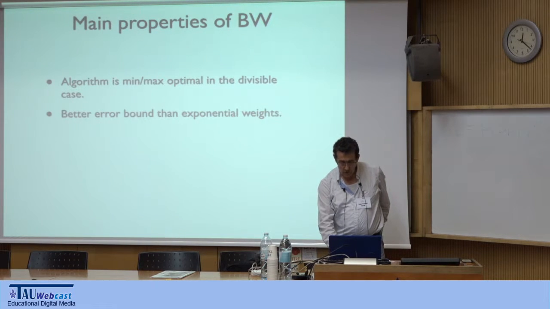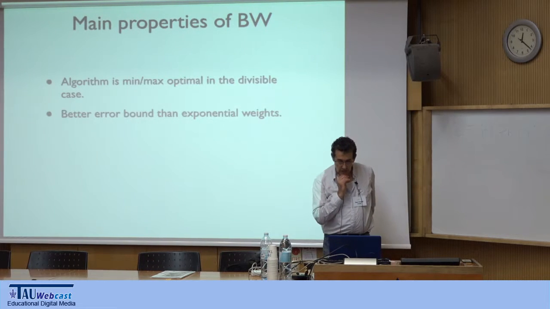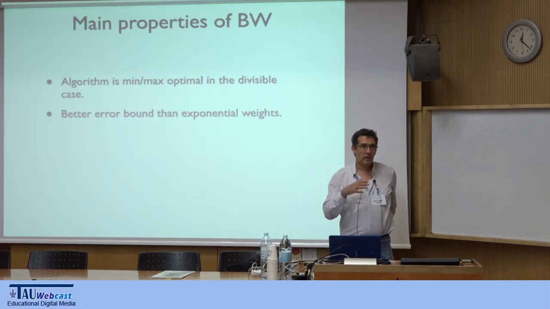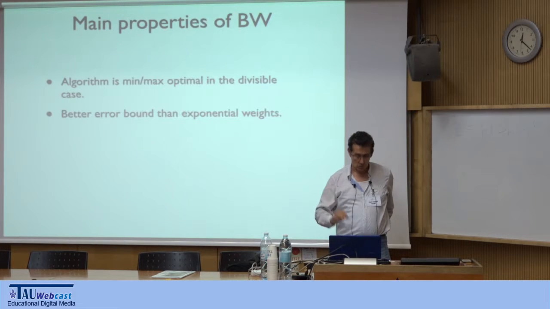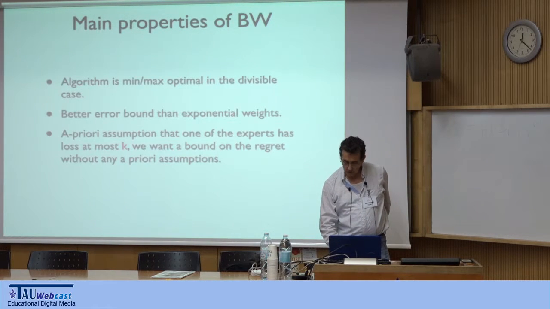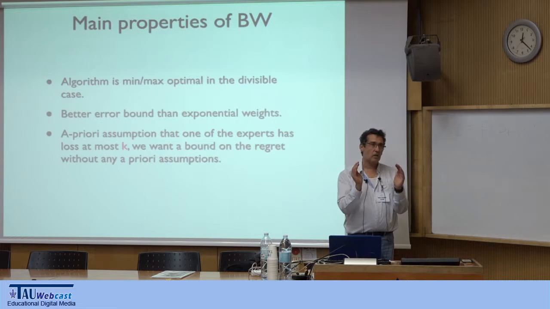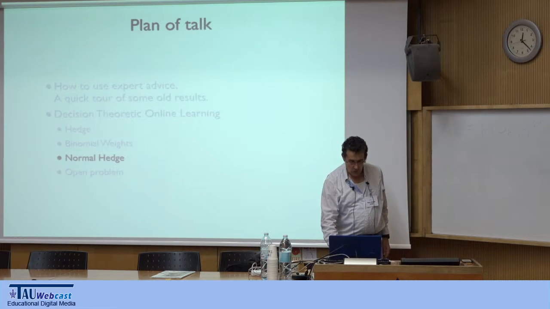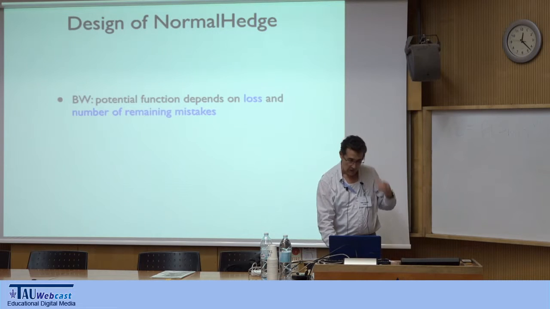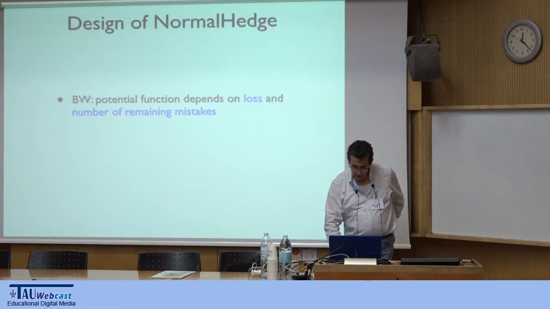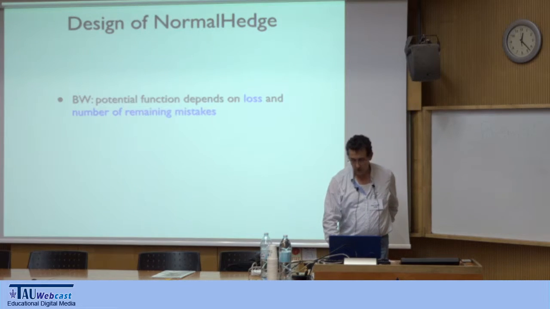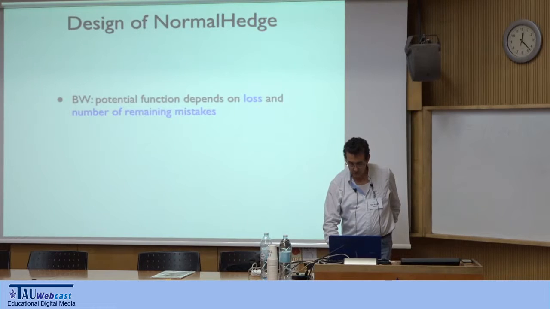The thing that we want to get rid of is the a priori assumption that one of the experts has loss at most k, and we want a bound on the regret without any assumptions, right? Again, like before, we don't want to know T or N. And we want the instantaneous loss to be any number in the range 0, 1, rather than just 0 or 1. So this leads to much more recent work on something called NormalHedge that, again, I'll just go very quickly over. That's an algorithm that more or less fulfills those improvements we wanted over binomial weights.